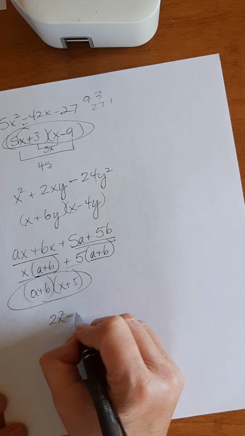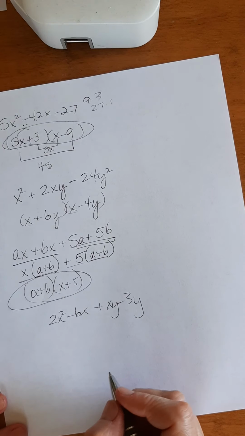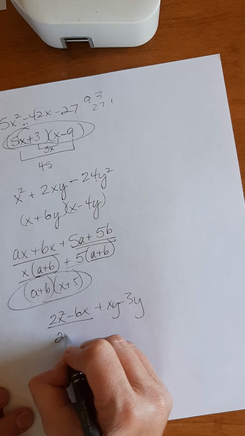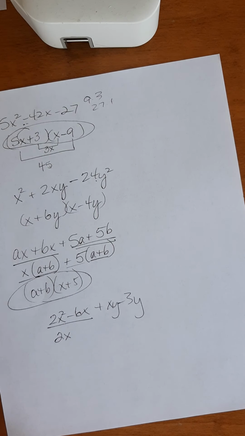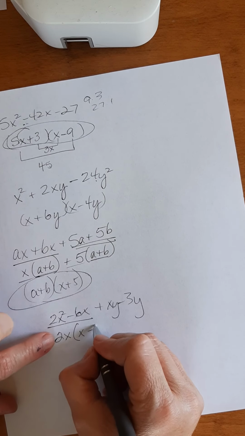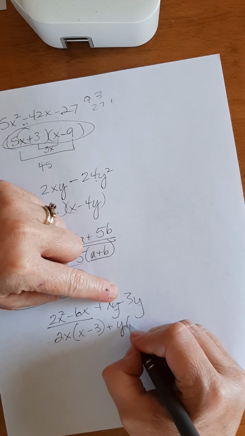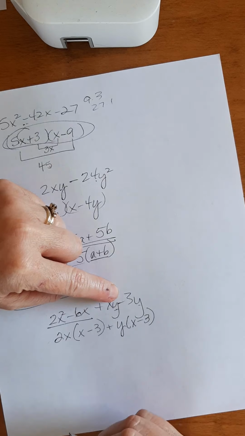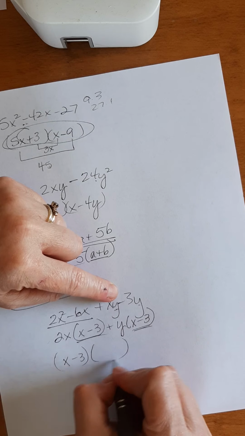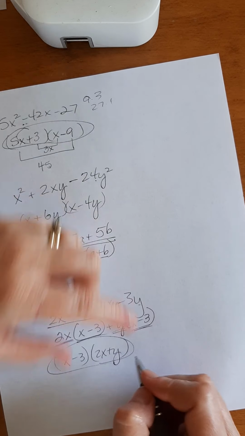Just like if it was 2x squared minus 6x and xy minus 3y, same thing. Notice how you could look at the first two, and they have a 2x in common. So that would leave an x minus 3. These have a y in common, so that would leave x minus 3. So x minus 3, and then a 2x plus y.